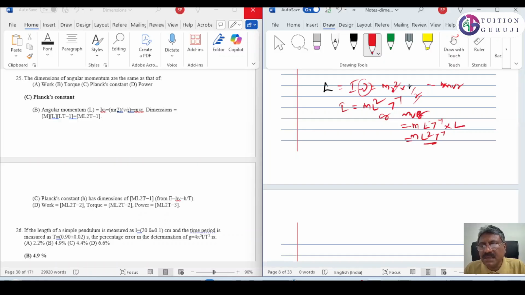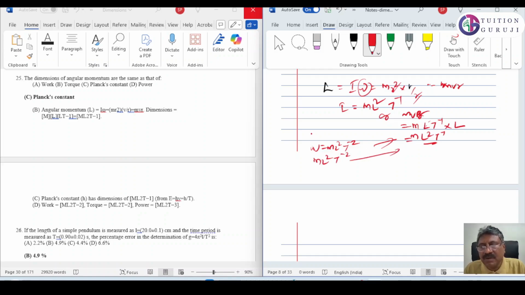See, this is ML square T raised to minus 1. We want to find out the dimension equivalent to the angular momentum. So work, anyway, we know work is actually ML square T raised to minus 2. So it is not the same. Next is torque. Torque is the same as work, it is ML square T raised to minus 2 only. So this is not the same.